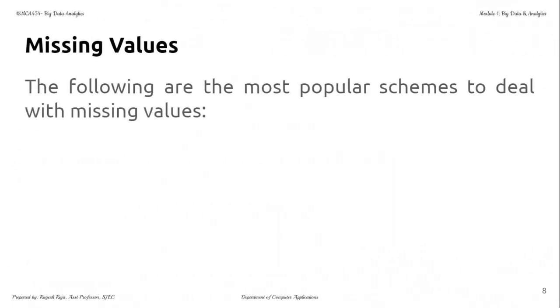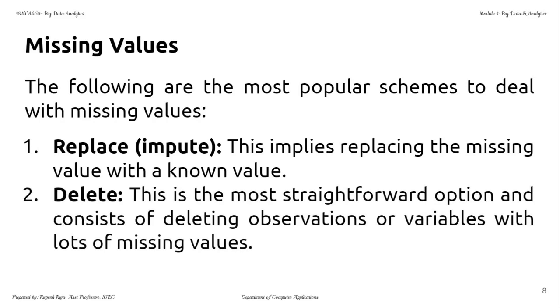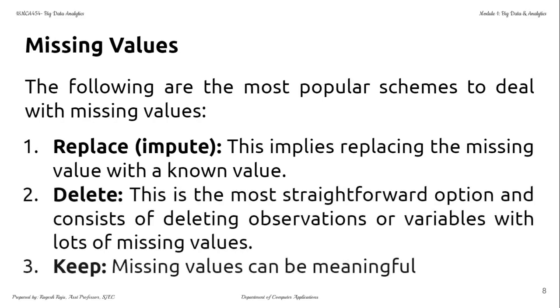Okay, so there are different schemes to deal with this missing data. Mainly there are three types. The first option is to replace it, which is also called impute. The other one is straight away deleting it, and the third one is keeping it. In the case of replacing, what we usually do is we take the average or the median and we replace the particular value which is missing. This is done only in a few cases when we are able to predict the data and the data should be in a particular range.